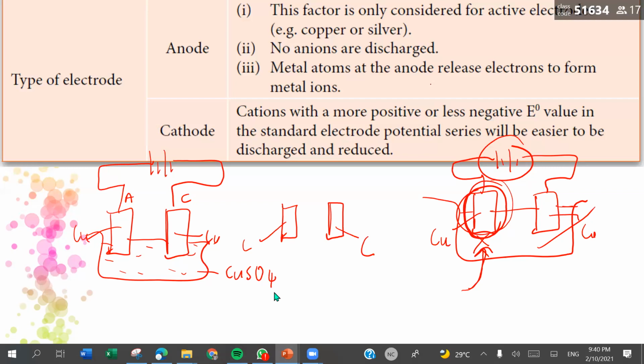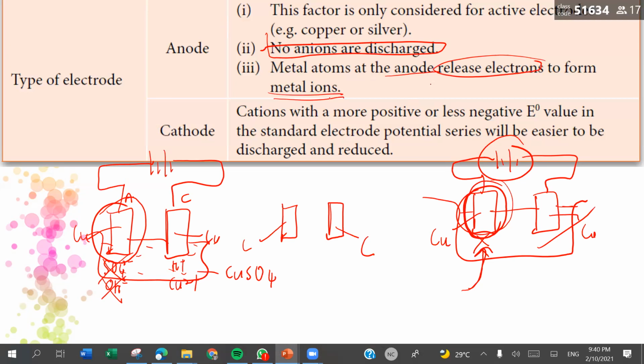SO₄²⁻ and OH⁻ at the anode, and Cu²⁺ and H⁺ at the cathode. Okay, so SO₄²⁻ and OH⁻ going to my anode, and H⁺ and Cu²⁺ are going to your cathode. Listen to the factor here. In this one, none of my anions will be discharged. So even though I got SO₄²⁻ and OH⁻ going there, I don't care about it at all. What I want is my anode only. So what's going to happen here is my anode is going to release the electron to form metal ions. So here, my copper will form copper(II) ions, and teacher will get this.